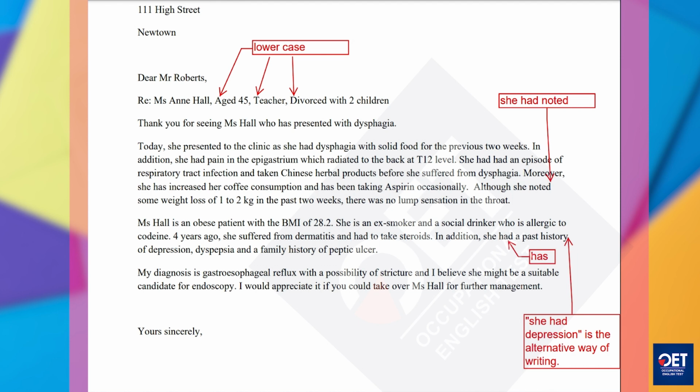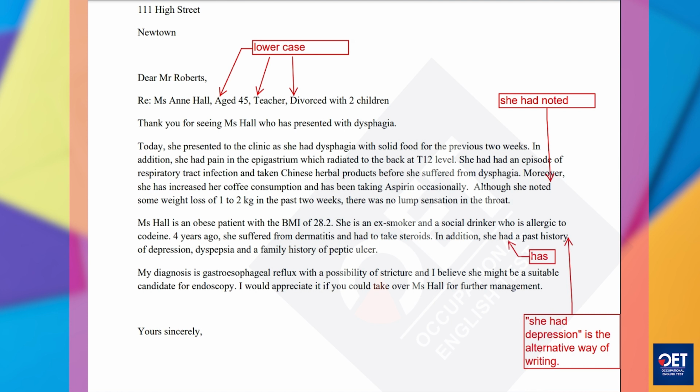Moreover, she has increased her coffee consumption and has been taking aspirin occasionally. Although she had noted some weight loss of 1 to 2 kilograms in past 2 weeks. There was no lump sensation in the throat. Then Miss Hall is an obese patient with BMI of this, or you can write she has BMI of 28.2 because you're already writing to a medical professional.